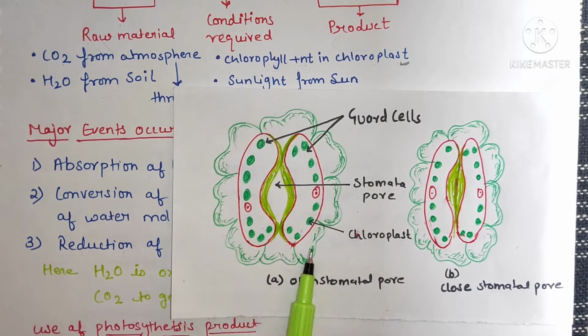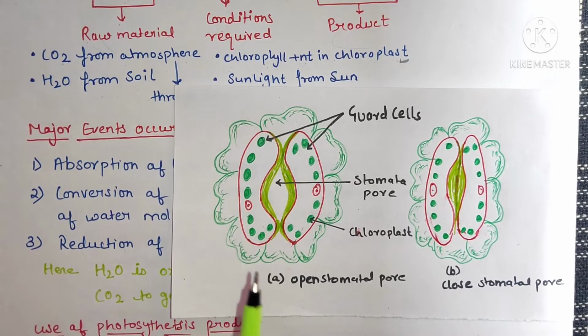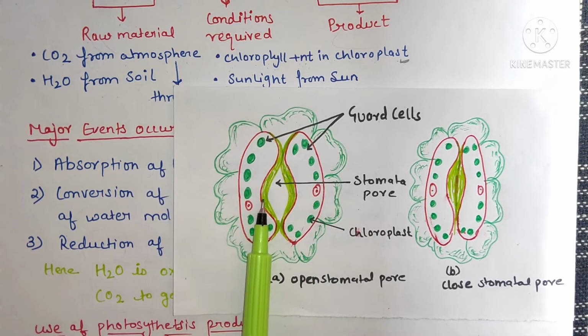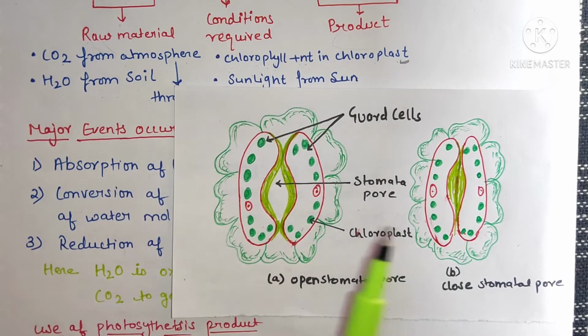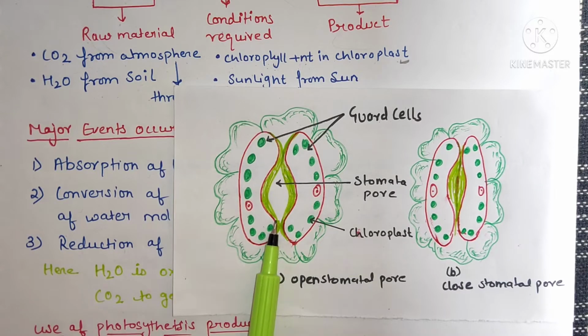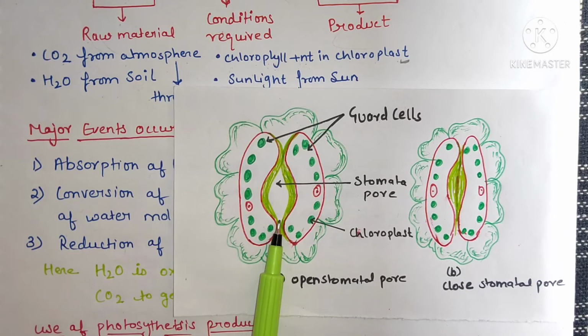So how do these stomata open? During the daytime, when sunlight is present, the transpirational pull increases and causes swelling in the guard cells, which in turn opens the stomatal pore, and now gas exchange begins. So what is transpirational pull? I will explain this in my next video, which is about transportation.